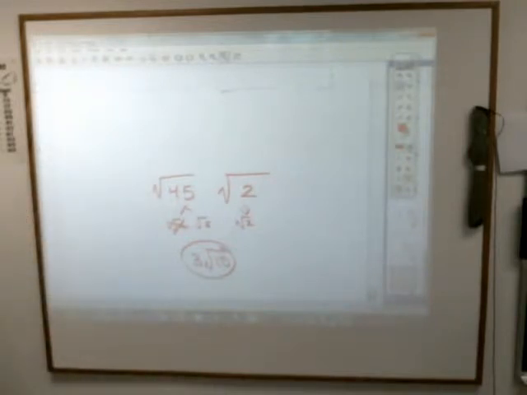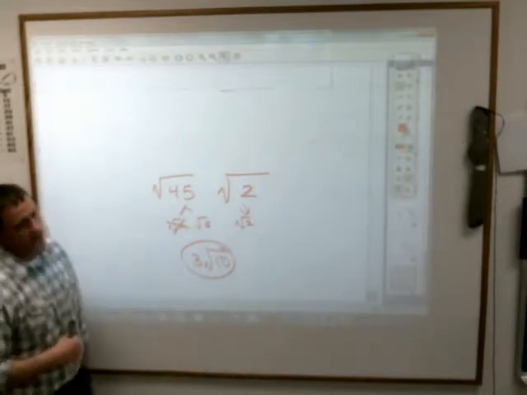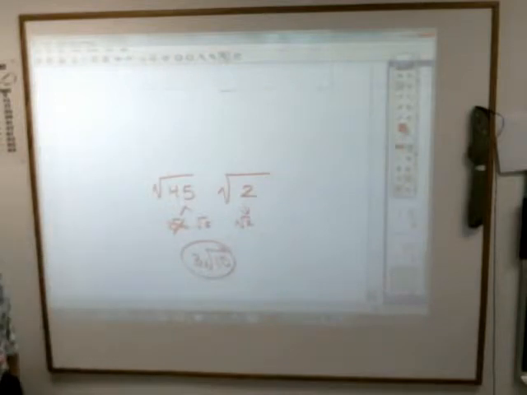I multiplied. Did you get the right answer? Yes. Perfect. I multiplied 45 times 2. You got 9 square root of 90, which is what we just had, and then 9 times 10. There are plenty of ways to do this, whichever way works for you.